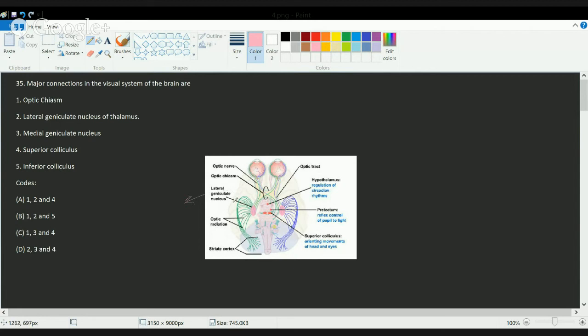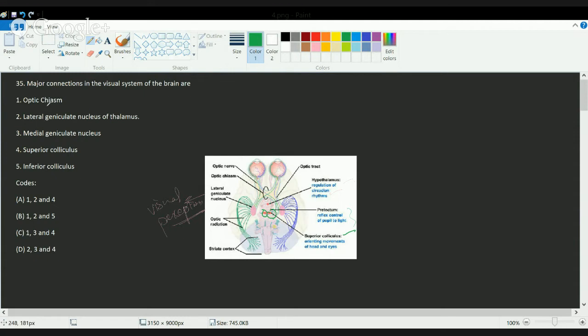So the lateral geniculate nucleus works for visual perception. Then you have the hypothalamus that works to regulate the circadian rhythm. Then you have the pretectum that controls the reflexes of the pupil to the effect of the light that is coming up. And finally, the red section here is the superior colliculus that controls the orienting movement of the eyes.